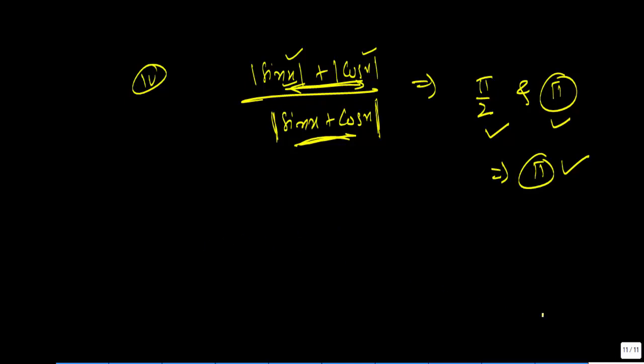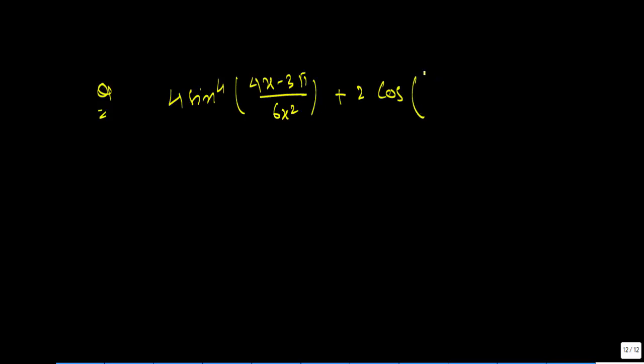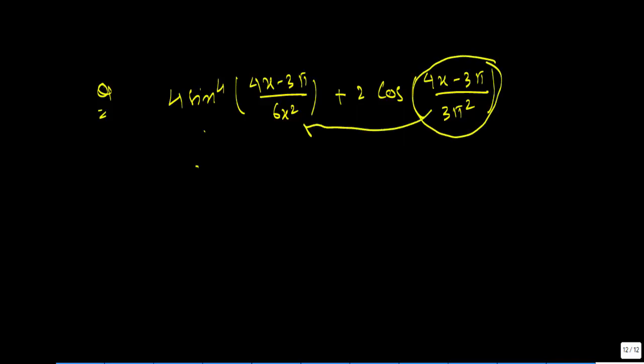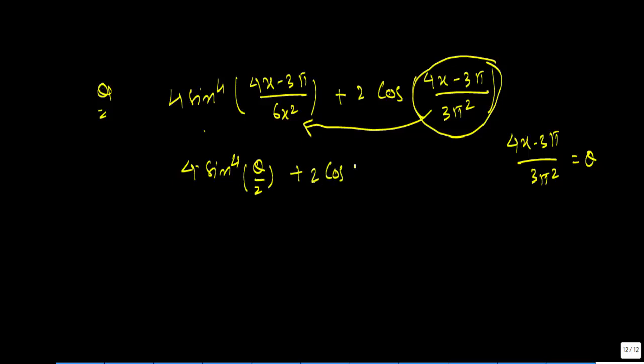Okay, now some more typical types of questions they can ask. Like 4 sine raised to 4 times (4x minus 3 pi) by 6x square plus 2 times cos of (4x minus 3 pi) divided by 3 pi square. So guys, please remember here you cannot do any substitutions. We have to simplify this. Whatever you see, this is half of this angle. So if we assume (4x minus 3 pi) by 3 pi square as theta, the question transforms into 4 sine raised to 4 theta by 2 plus 2 times cos theta. Is it clear?